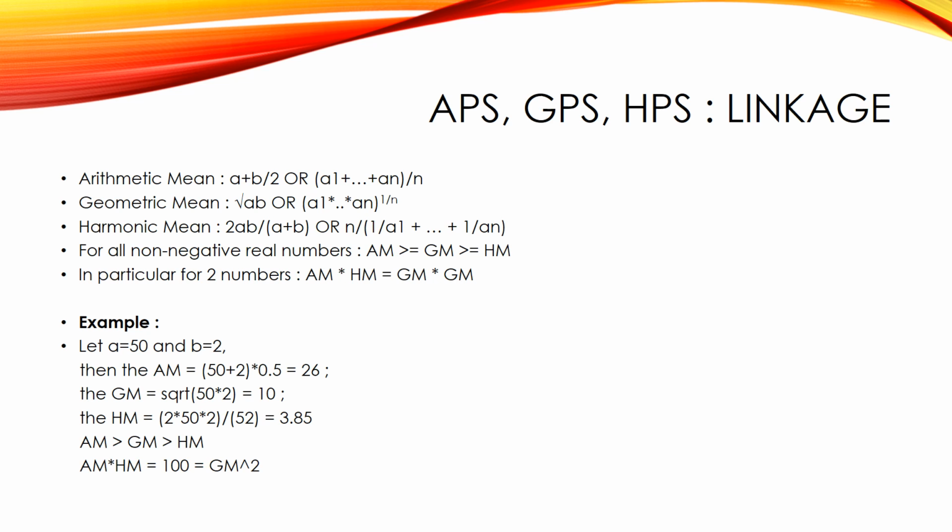For example, let a = 50 and b = 2. Then the AM = (50 + 2) times 0.5 = 26. GM = square root of 50 times 2 = 10. HM = 2 times 50 times 2 / 52 = 3.85. AM > GM > HM. So AM times HM = 100 = GM squared.